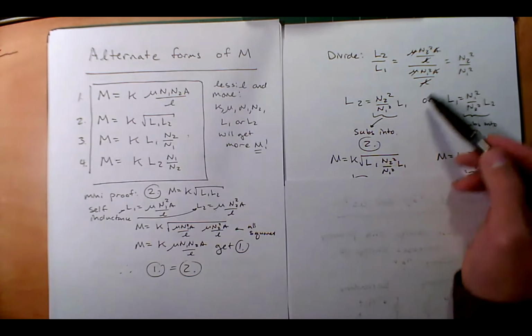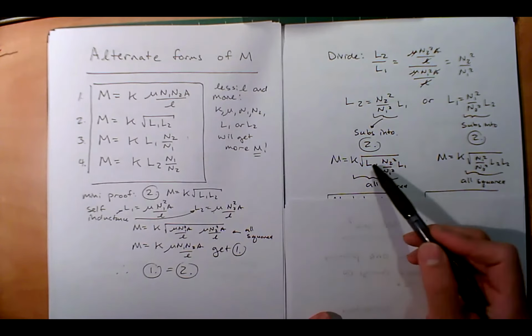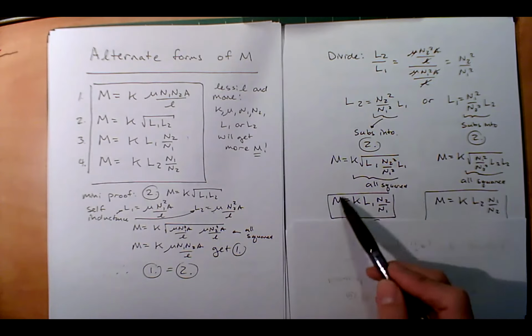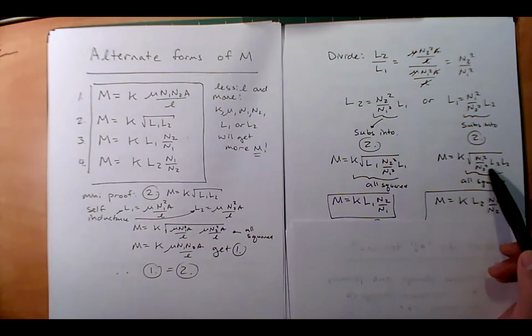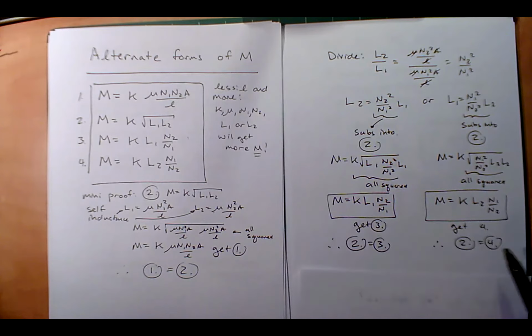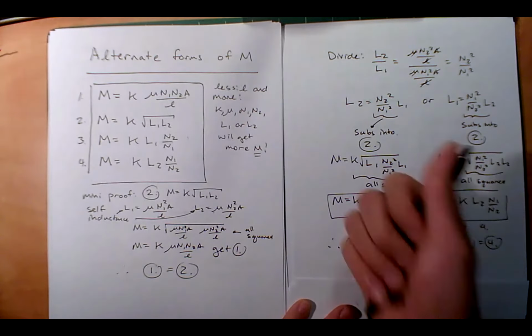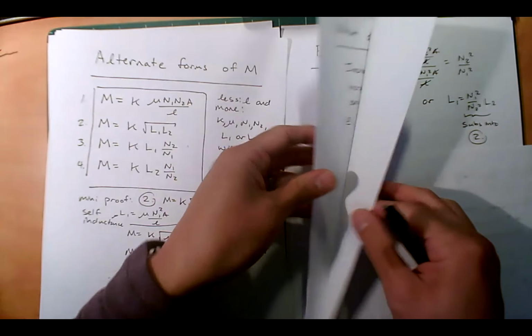So let's say I plug this version in. You can easily see things are getting squared: L1 squared, N2 squared, N1 squared, square root, and I get this version. Or if I take this version and plug it into here, I get an L2 squared and I flip the ratio. So it's pretty easy to see that all four of these are equivalent, assuming that mu, A, and L are the same. Okay, not too bad. Let's keep going.